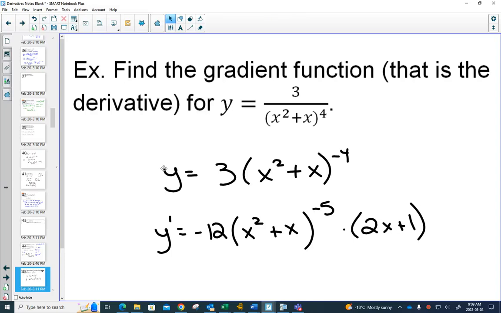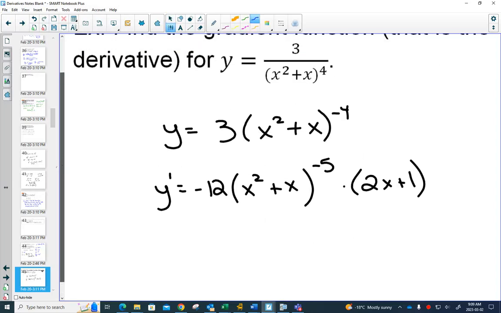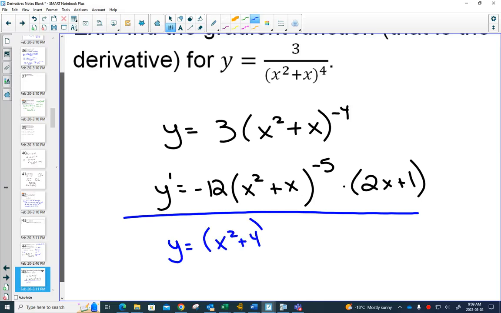You could do this, though, with a quotient rule as well. So, just for fun, we could look at that. What would this be if I did the quotient rule? Well, the quotient rule says keep the bottom the same. So that would be x squared plus x to the 4 multiplied by the derivative of the top. And the derivative of 3 is 0. Minus, keep the top the same, so that'll be my 3, multiplied by the derivative of the bottom.